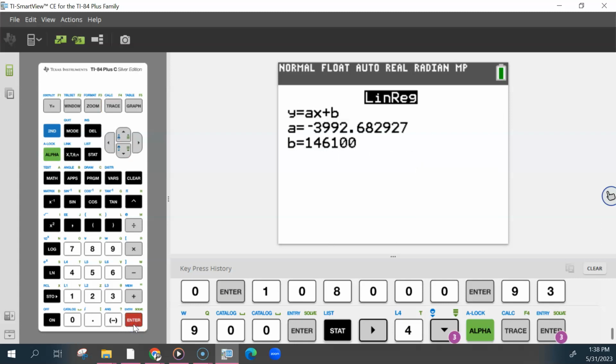I kind of blanked out. Stat, okay, scroll over to calculate, number 4. Then on that new screen, go down where it says store, alpha trace, enter 3 times. I could probably do this stuff in my sleep because I've done it so many times.